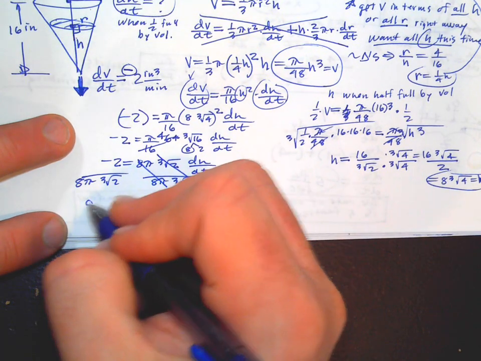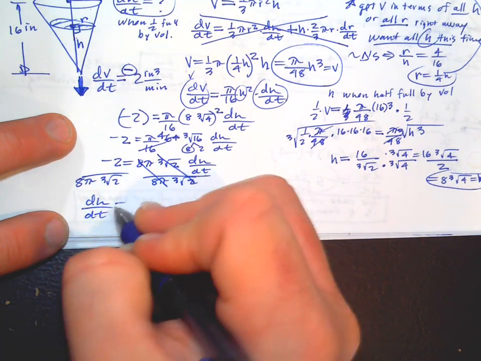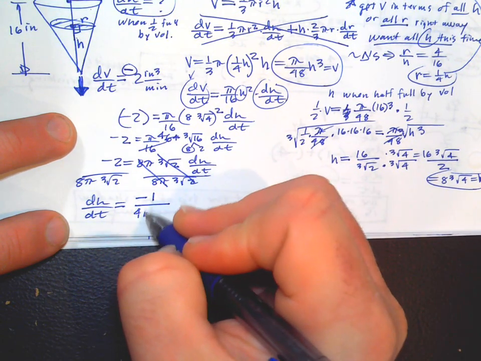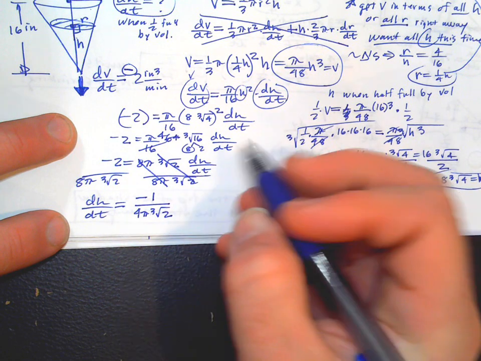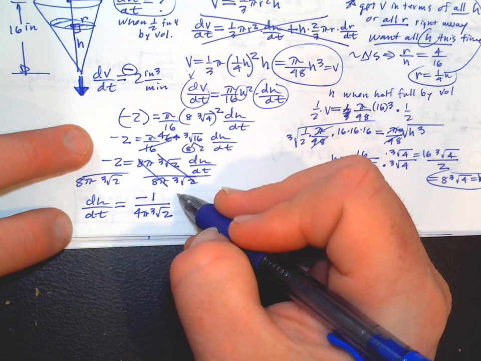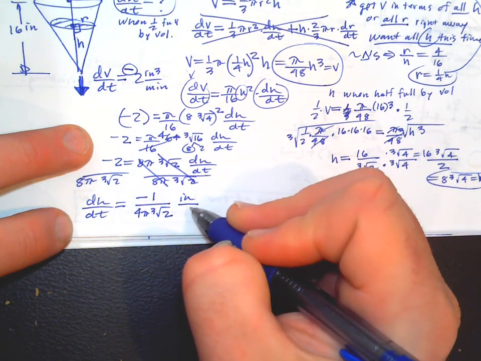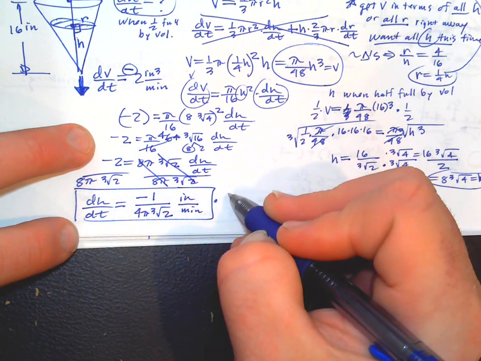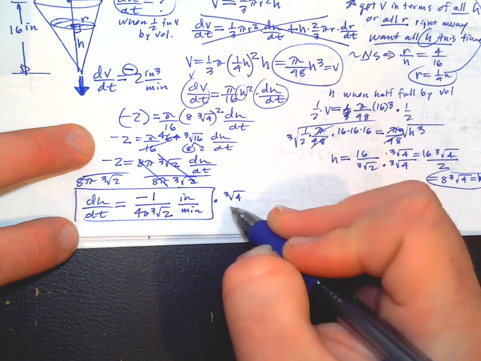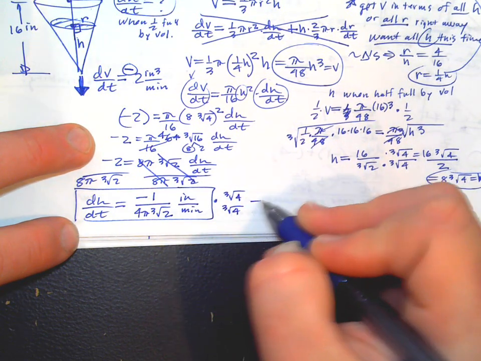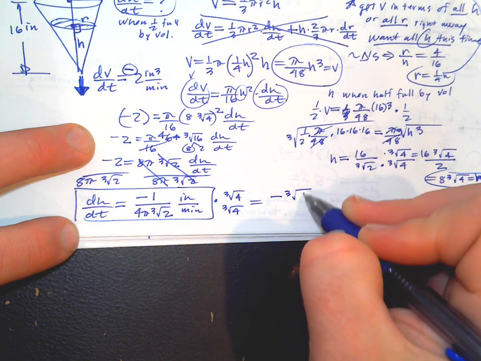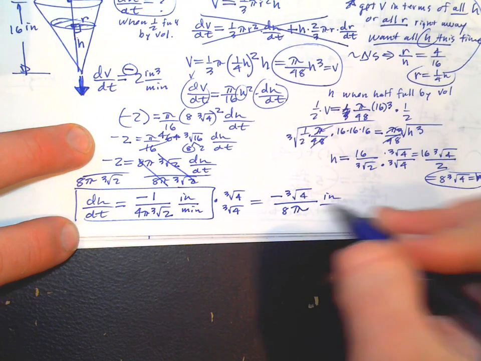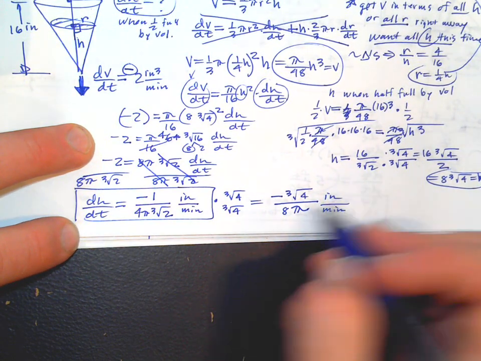So dh/dt equals, if we don't rationalize the denominator, negative 1 over 4 pi cube root of 2. And the units would be inches per minute. We could rationalize the top and bottom, so multiply by the cube root of 4. And that would give you negative cube root of 4 over 8 pi inches per minute. So that's another possible answer.